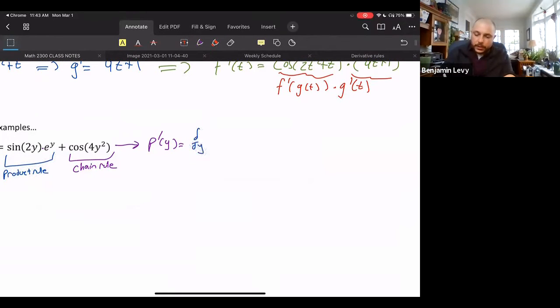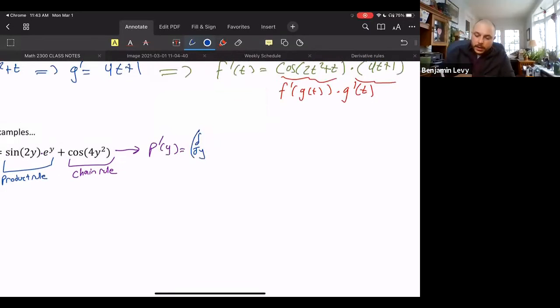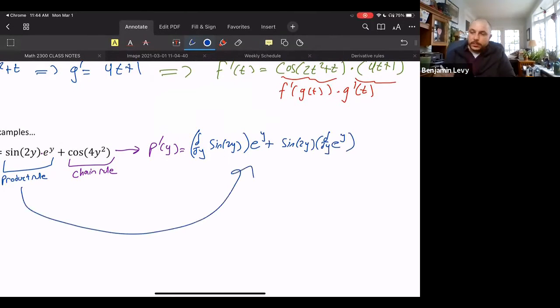I'm going to try to color code this a little bit so when you look back at it, it kind of makes some sense. So the product rule is going to be in blue. So I'm going to write down the product rule. Right? The product rule says f prime g plus f g prime. All right? This is the product rule.